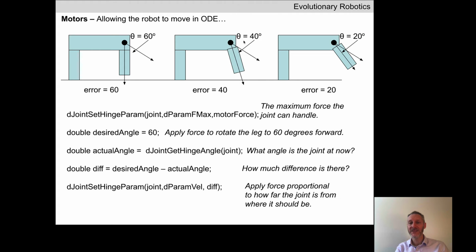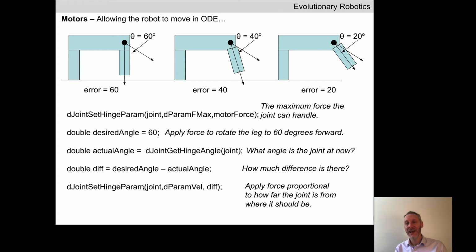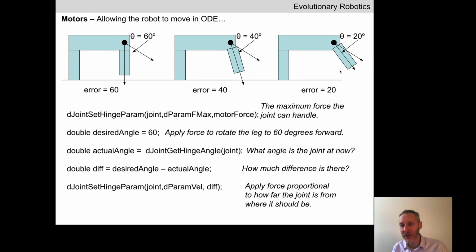Let's imagine at this next time step that we still want the leg to be at 60 degrees. We haven't changed the desired angle. It's only the actual angle that has changed. So the difference, obviously, 60 minus 20 is 40. So the difference is now 40 rather than 60, which means the motor is going to apply less torque at the end of time step 1.